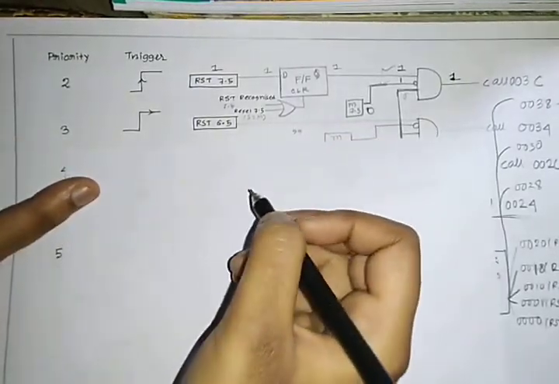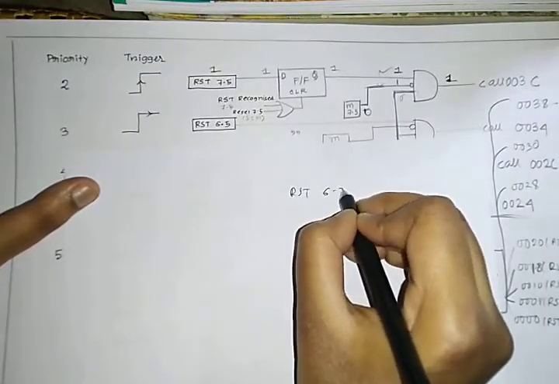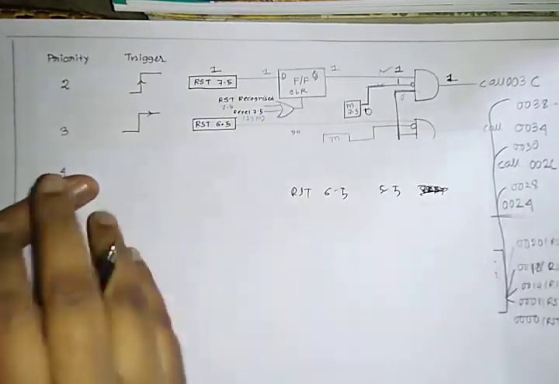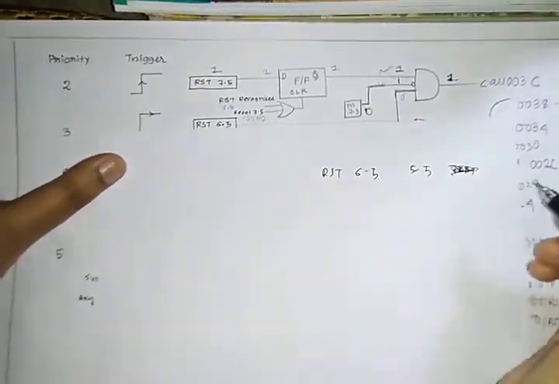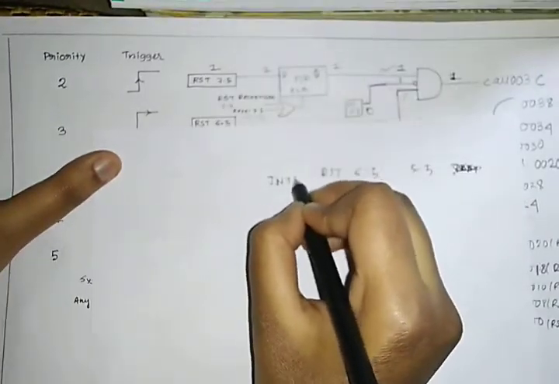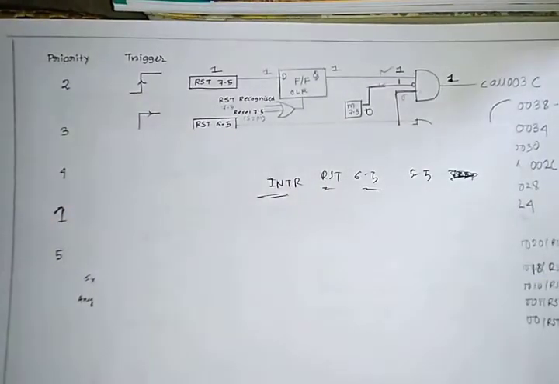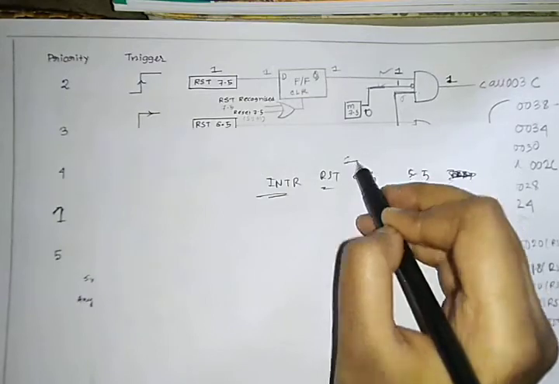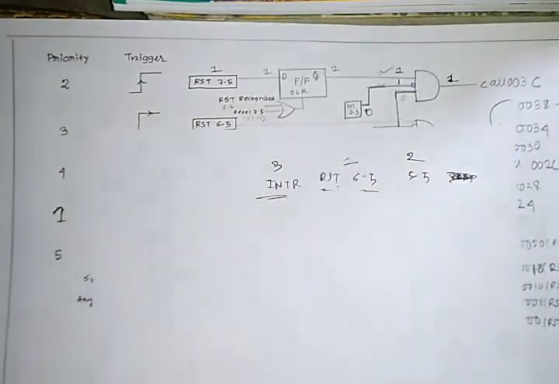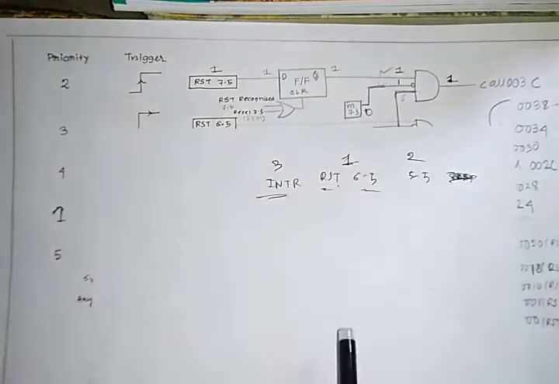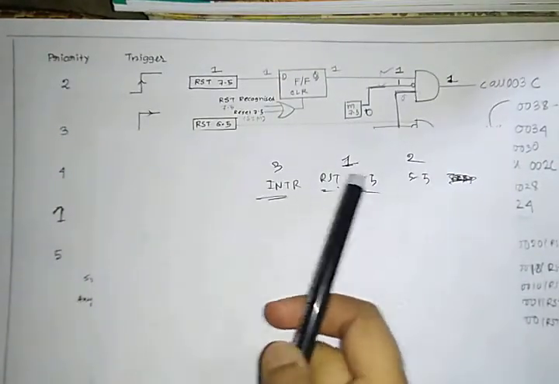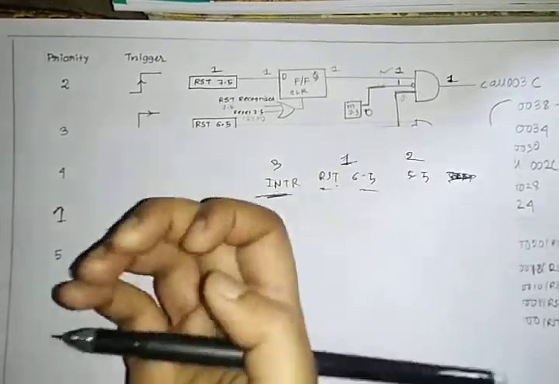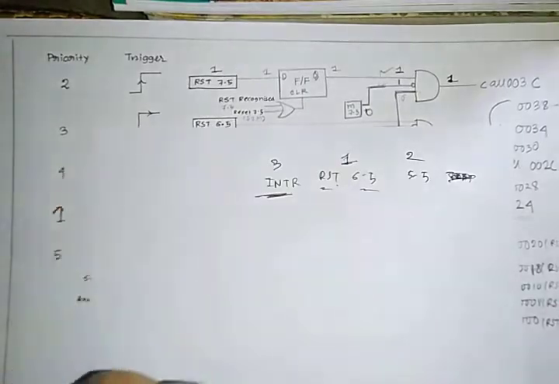Suppose I'm performing any task and RST 6.5, 5.5 and TRAP, which is the most important, and INTR. All these three interrupts occur according to importance. The first interrupt that will be served is this, second is this, third is this. When one is being performed, I don't want to lose the data of these two, right? So you need to store them.